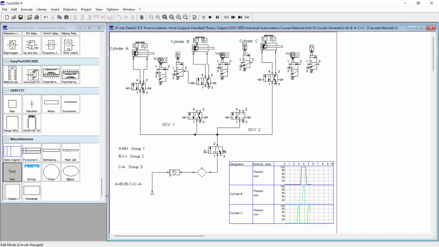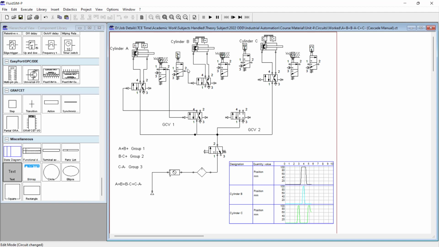What is the first sequence of the given process? That is A cylinder extend. Before A cylinder extends, it happens only after the A cylinder retract, and A cylinder retract is in group 3. So you get the signal from A cylinder retract to change the group changing valve to position 1. In position 1 you get the power output from power line 1, that is port 4. So the first sequence is A cylinder extends.